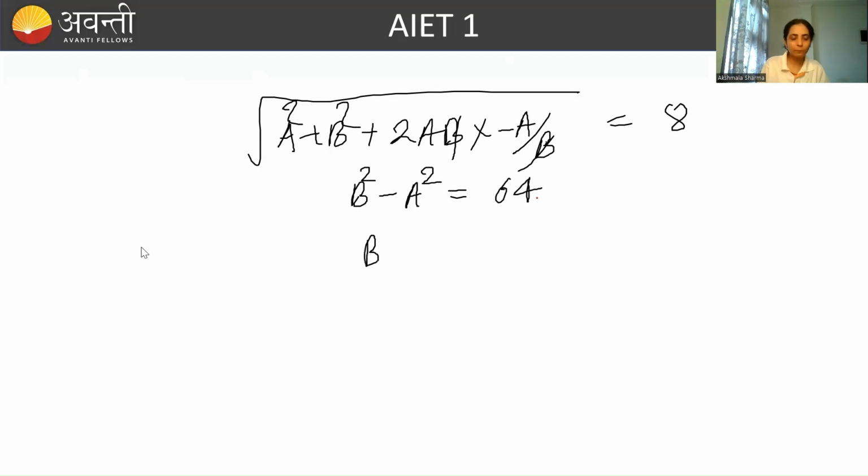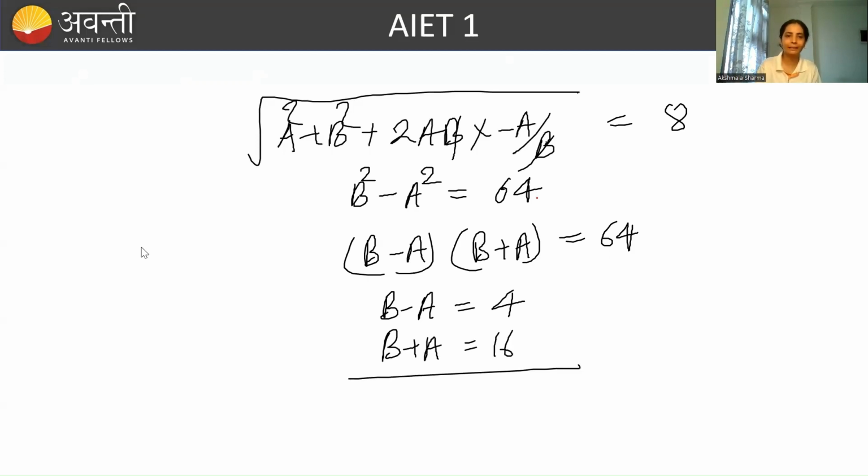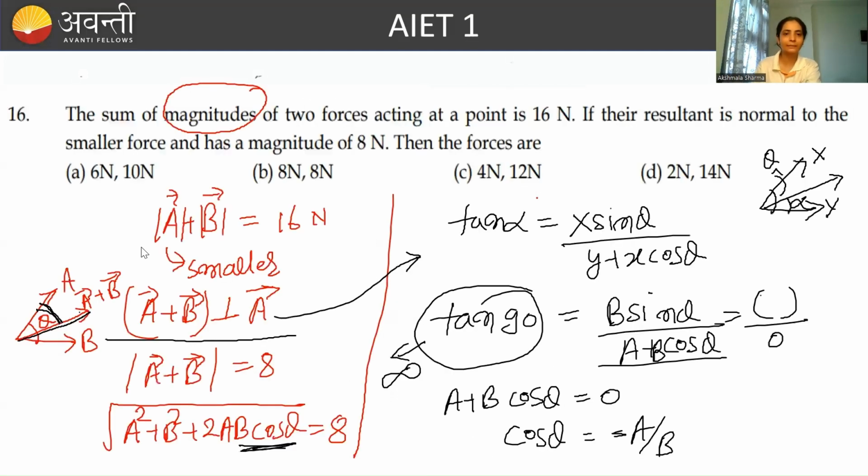So here b minus a into b plus a, we can call it what? 64, and a plus b is given in the question, that is equal to 16. So b minus a is equal to 4. Done. And b plus a is how much? 16. Now you can solve it. Add these two. So 2b becomes how much? 20. b is how much? 10. If b is 10, then a will be equal to how much? 6. So one is 10 Newton, another is 6 Newton. So what will be the correct answer? 6 Newton and 10 Newton. So the correct answer will be A.